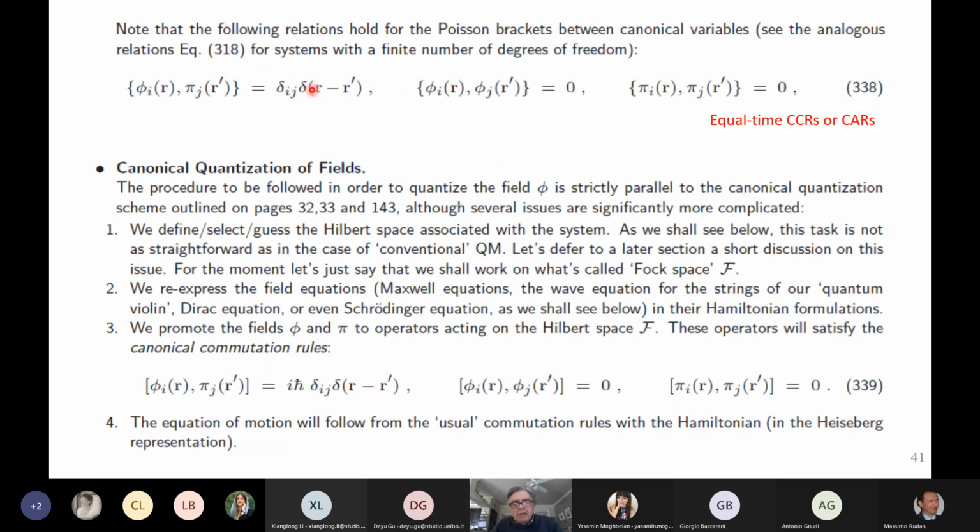So these are important. They will become the equal time canonical commutation rules or canonical anti-commutation rules. How do I quantize? Exactly the same way, with a little snag that I will describe later on. The little snag is the fact that when I go to infinitely many degrees of freedom, the Hilbert space that I have to deal with becomes a serious issue. We'll talk about it. So I follow exactly the same procedure.